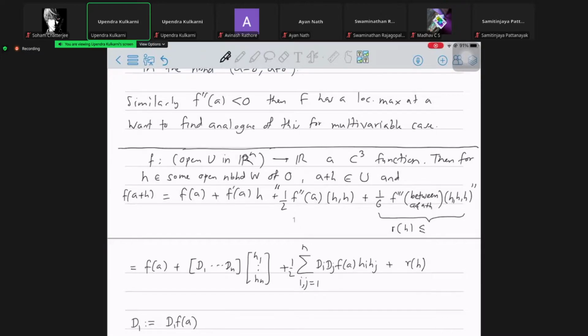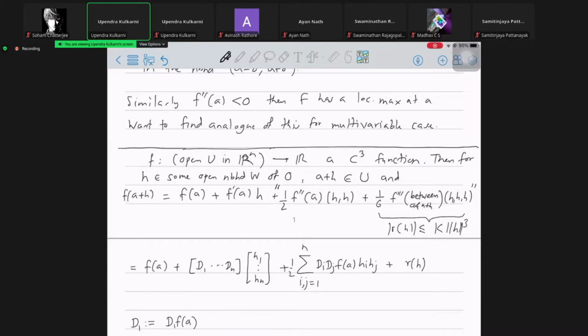Okay, so what do we know about the remainder term R of h? It is less than some constant times the norm of h cubed. And of course I can say absolute value. Do I have to put norm on the left? What kind of entity is R of h? It's a real number, no? Because we have taken a real valued function. So everything written over here in this expression, these are all real numbers added to each other. But the real numbers are obtained using multivariable quantities.